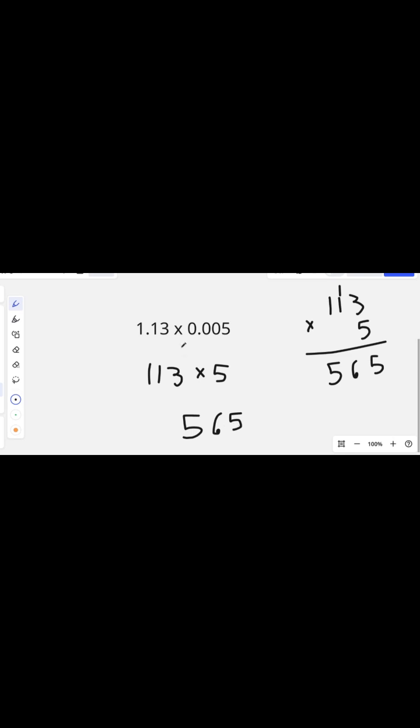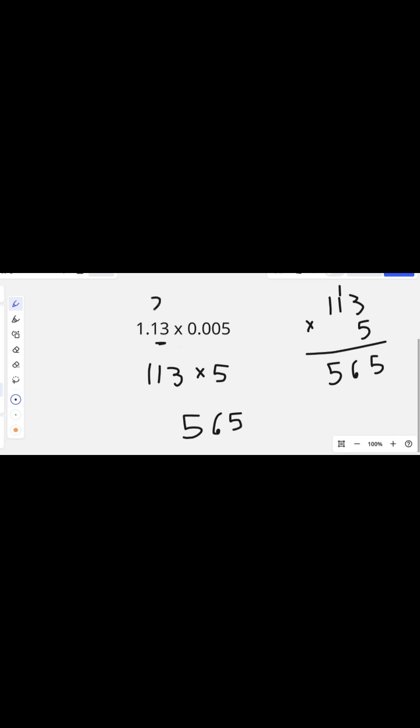So now what we're going to do is ignore the decimals. That's all I say. Multiplied by 5. So when I hit 113 multiplied by 5, 3 times 5 is 15. 5 times 1 is 5, plus 1 is 6. And then 5. Now, 565.